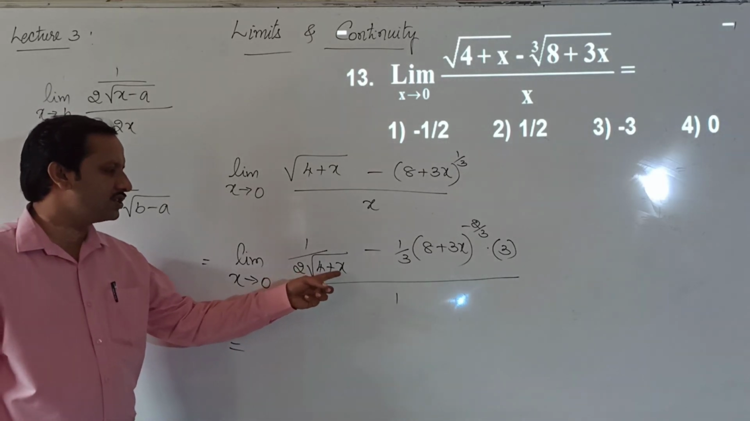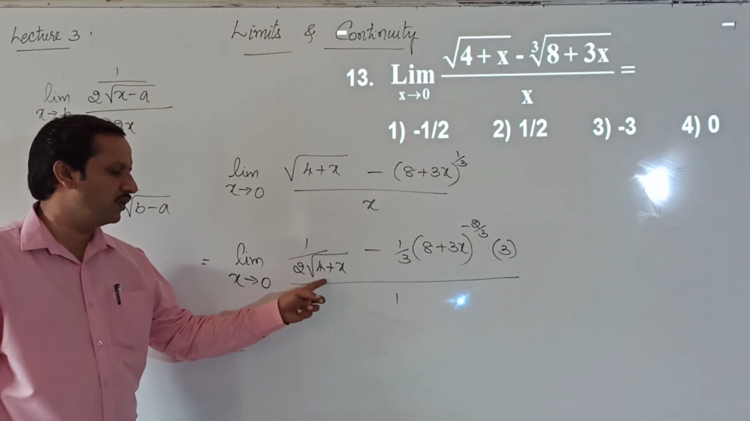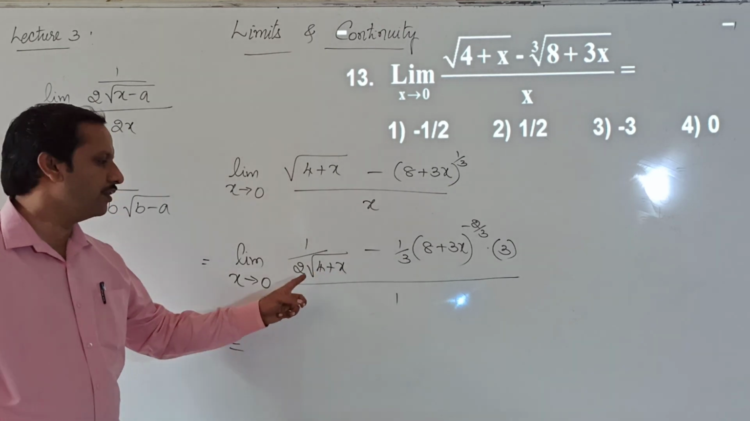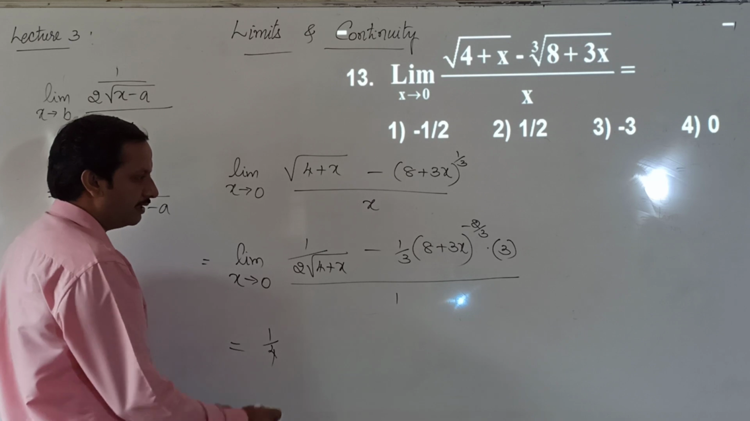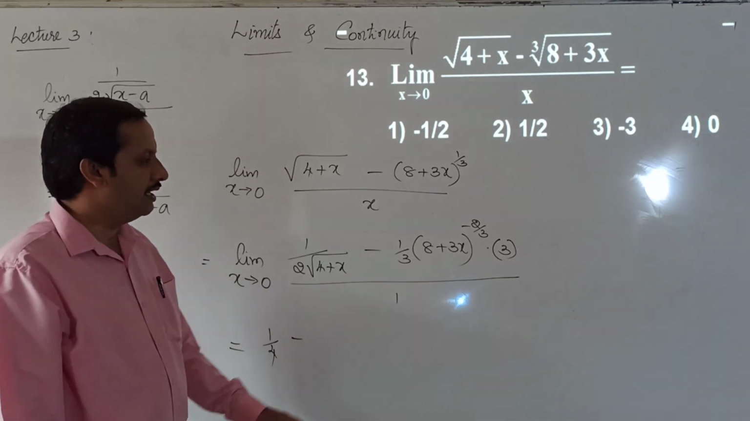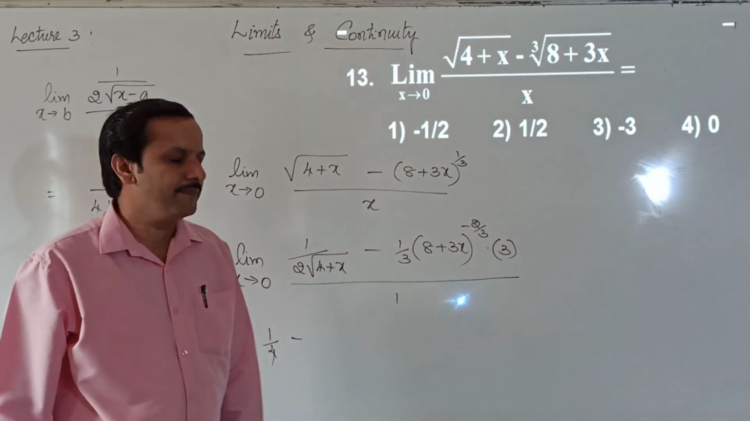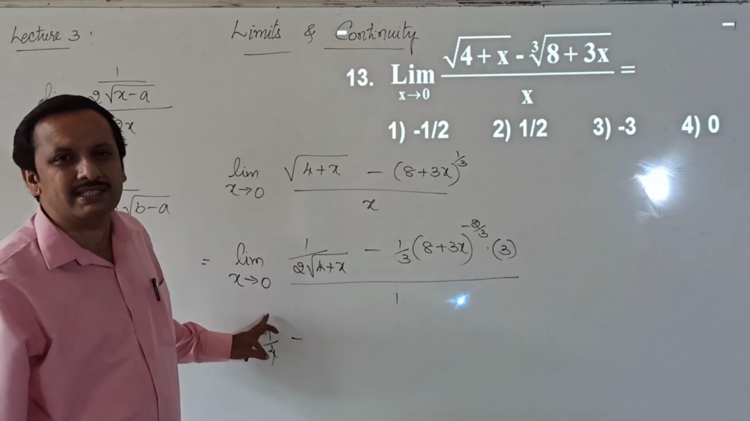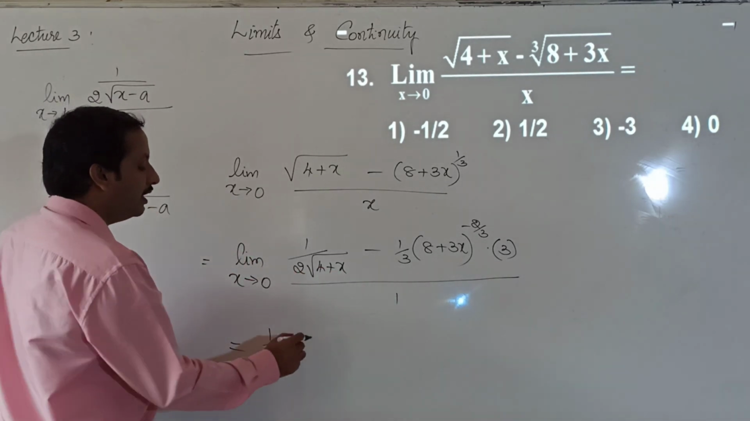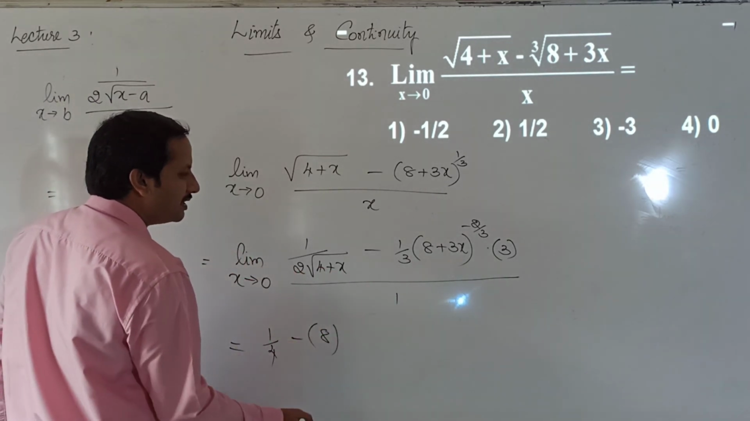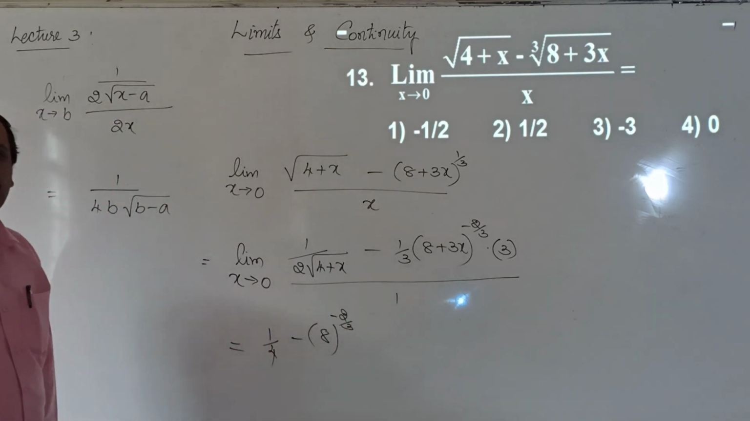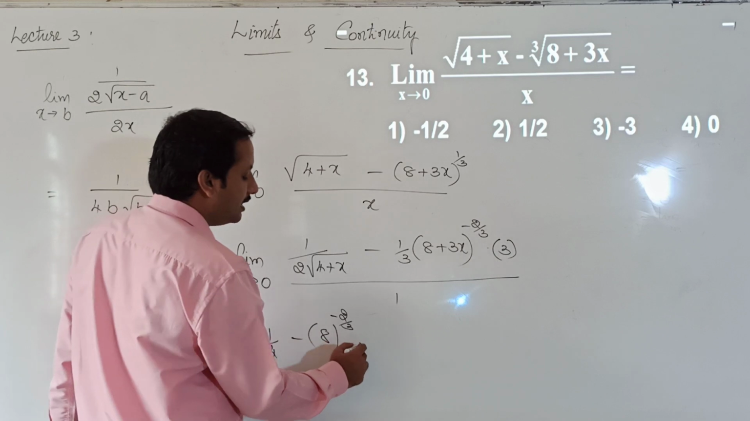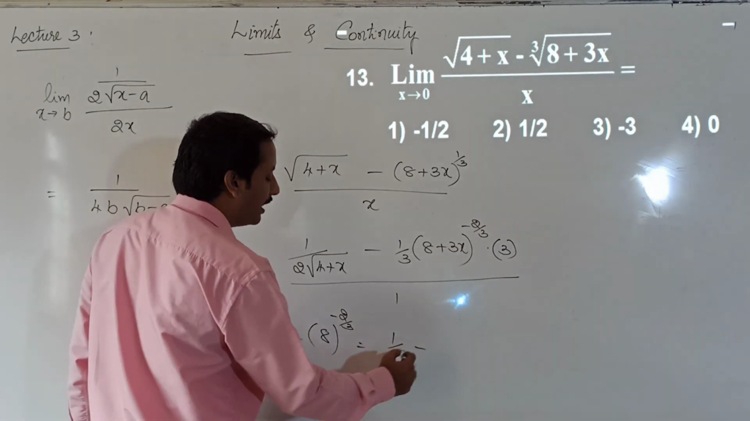So when x tends to 0, root 4 plus 0, that is root 4, which is 2. 2 into 2 is 4. So 1 by 4 minus... here the 3 gets cancelled. And then when I apply the limit as x tends to 0, it will become 8 plus 0, that is 8 to the power minus 2 by 3. That's equal to 1 by 4 minus 8 to the power minus 2 by 3.